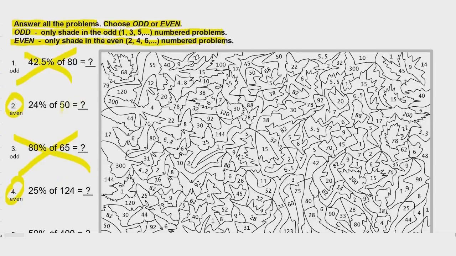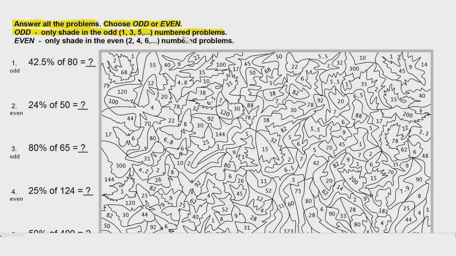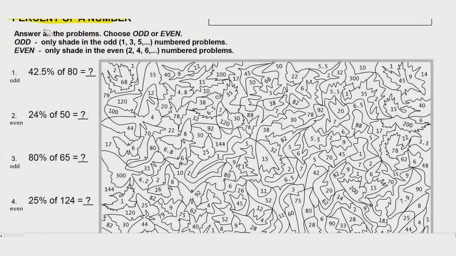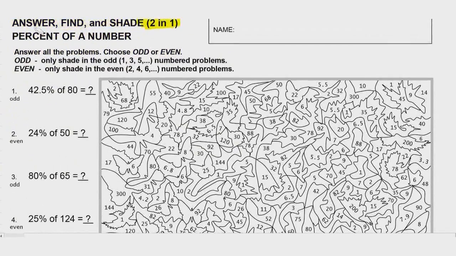And what I mean by shade is once you find the answer, you'll find it over here in the picture and shade it in. So if you do odd, you get one picture. If you do even, you get another picture. Hey, that's pretty cool. 2 pictures in here? Wonder how they did that. Alrighty, let's get started on these questions.